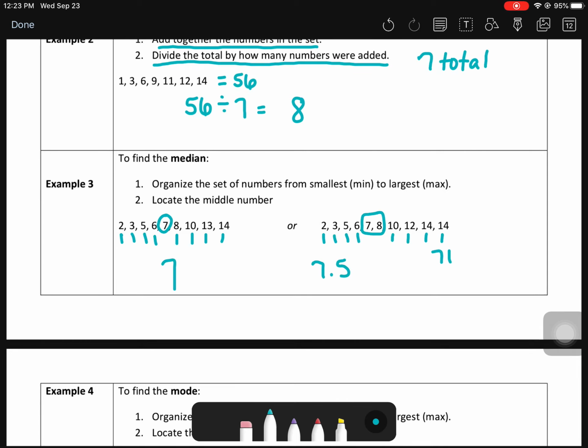Or we can add them together. 7 plus 8 is 15. And then we can divide by 2, and that's going to be the same answer, which is 7.5. So either we can use common sense, or if that's a little bit harder because the numbers are strange, we just add the 2 together and divide by 2. There is only one answer for the median. There is not more than one.